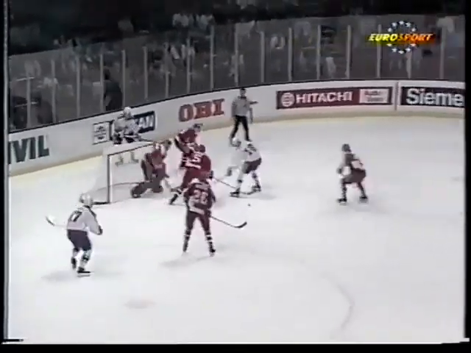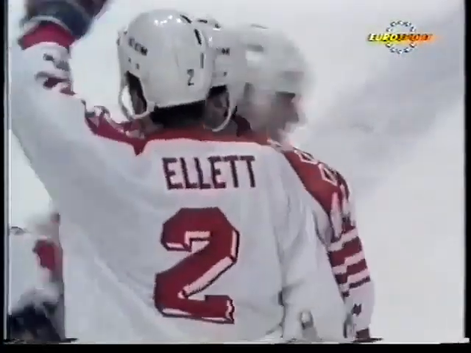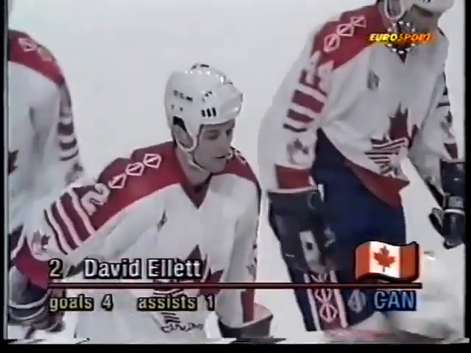Hasek came up with the save. That's right in front. And they fanned on. That shot is in. David Ellett. Howardchuk fed it to him. And that's 1-0 for Canada. Power play goal. Ellett, let's go, a rocket.